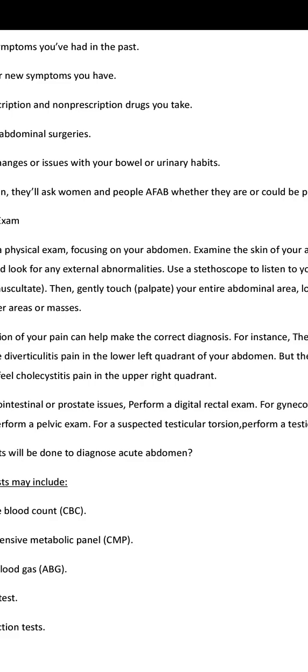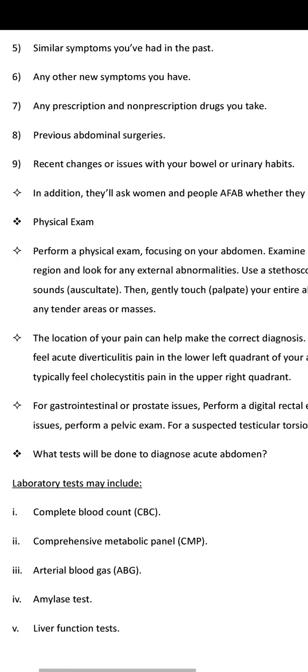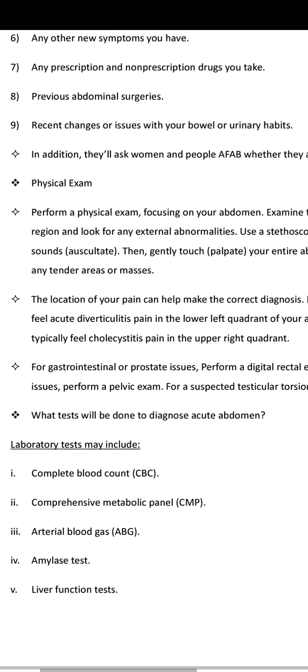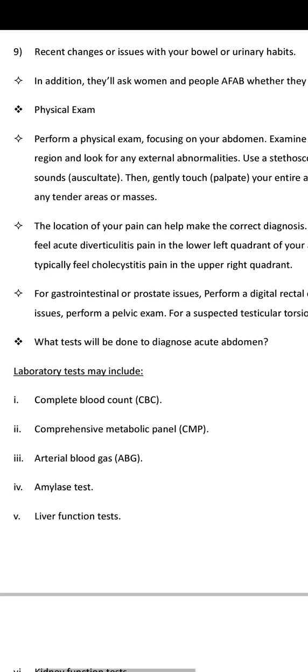So this can be a gastric ulcer. So that is what we simply mean. The next thing which we can do after the physical examination is go on and order tests.